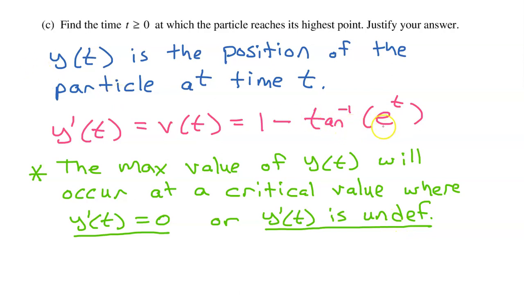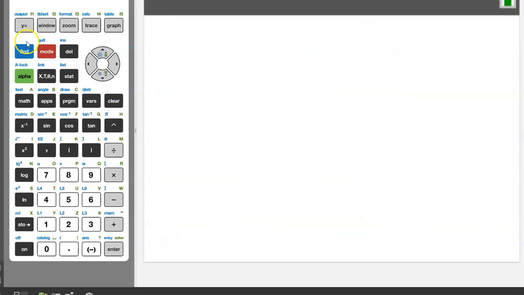Inverse tangent and e to the t power are defined for all values of t that are greater than 0. So we don't have to worry about where y prime is undefined. So we just need to find out where y prime is equal to 0. Remember that y prime is the velocity function, which I've already typed into the calculator. So here's how you use the calculator to find out where y prime is equal to 0.